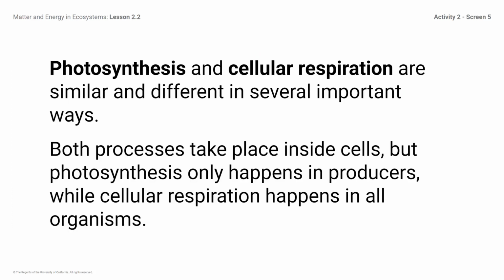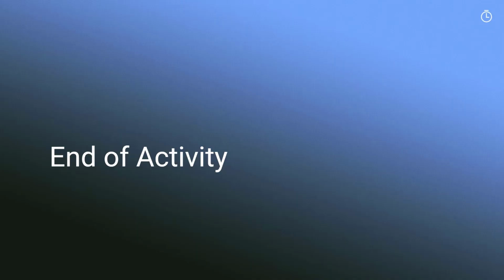Photosynthesis and cellular respiration are similar and different in very important ways. Both processes take place inside cells, but photosynthesis only happens in producers, while cellular respiration happens in all organisms. In a way, these processes are opposites. Through photosynthesis, producers make energy storage molecules. Through cellular respiration, all organisms use these molecules to release energy. Photosynthesis requires energy from the sun to happen, but in cellular respiration, energy is released. End of activity.